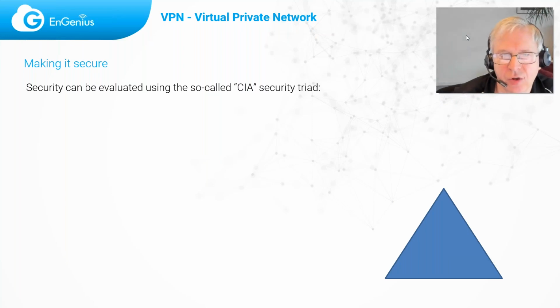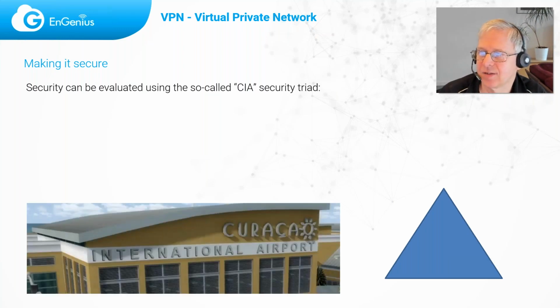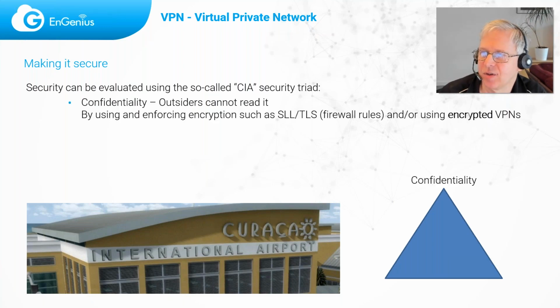If we're talking about security, we're always talking about the so-called CIA security triad. When you talk about CIA, most people think about some American thing, but I always think about something else, which I find very funny. In any case, the C stands for confidentiality. That is about outsiders not being able to read your things.